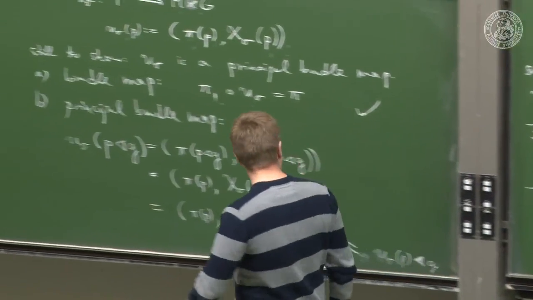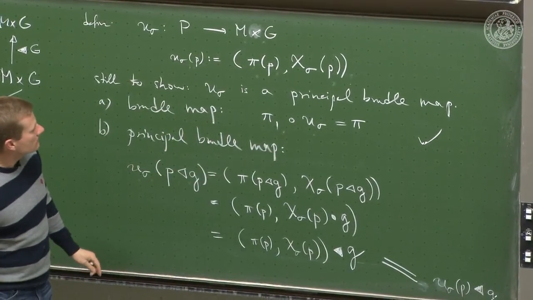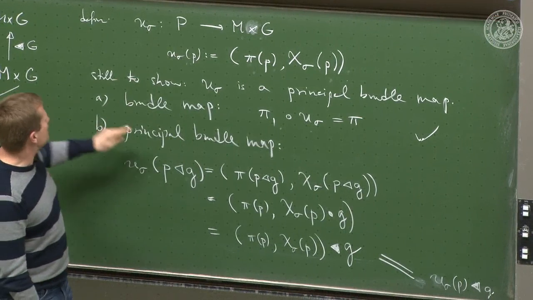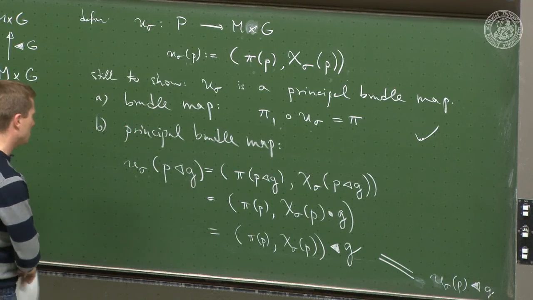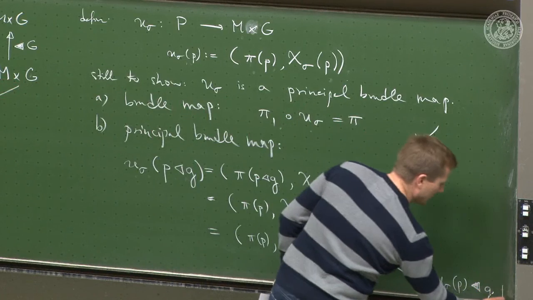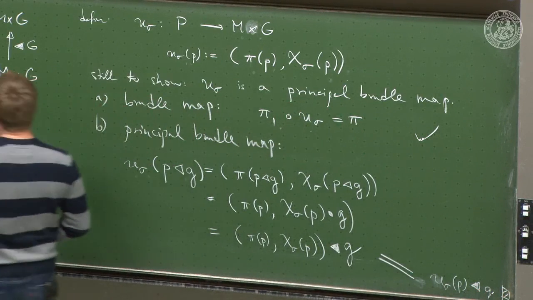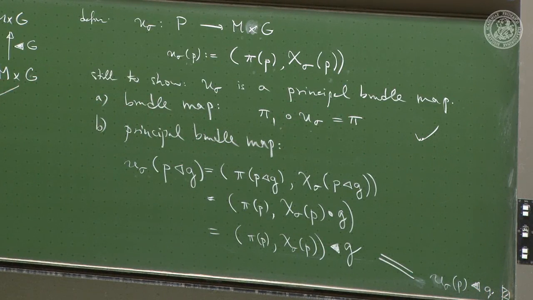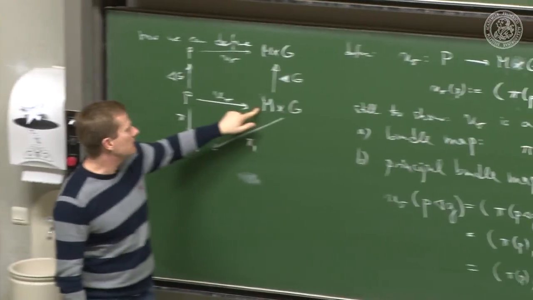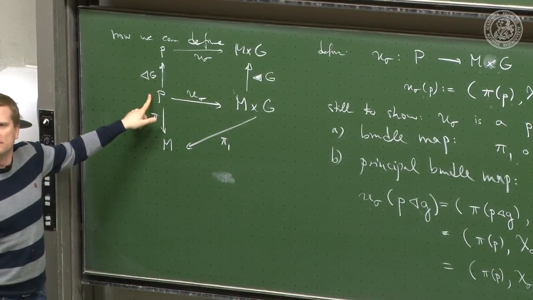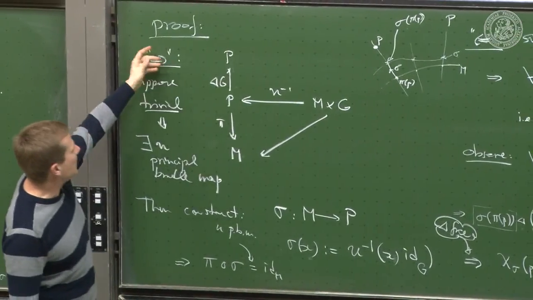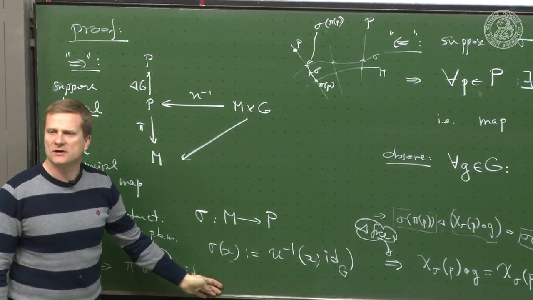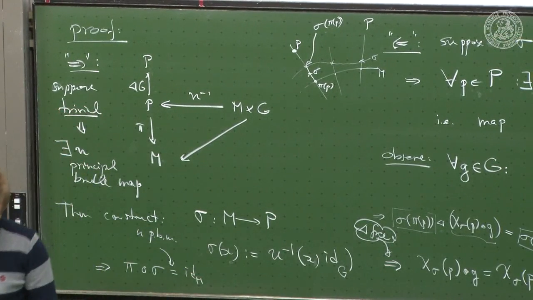Thank you again for the help. This makes this U sigma a bundle map, but even a principal bundle map. Hence, we're done, because once you establish that a principal bundle has a bundle map into the trivial bundle, then this principal bundle is trivial. So having a section means the bundle is trivial, and the other way around, if the bundle is trivial, you can construct a section. Okay.